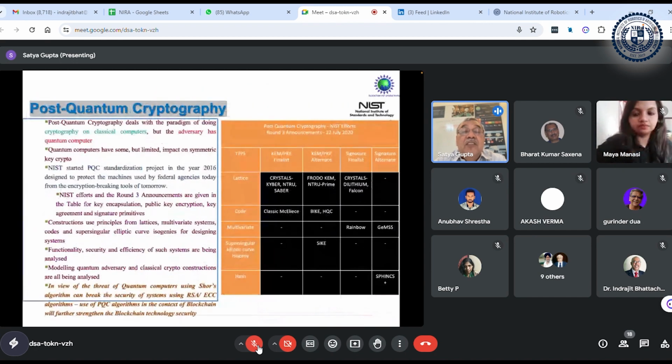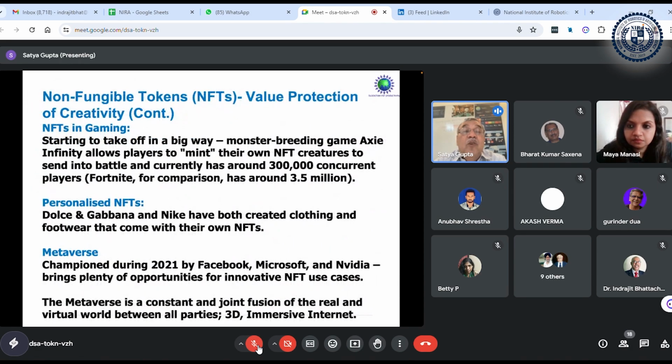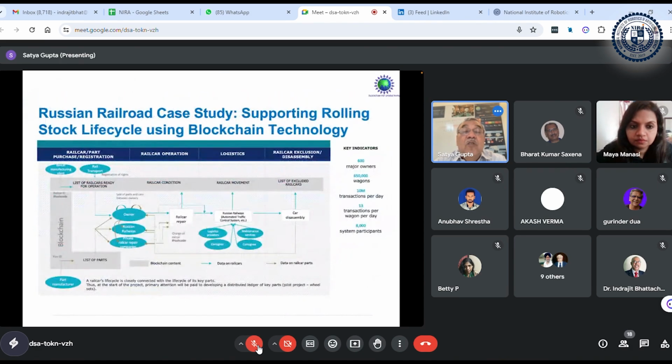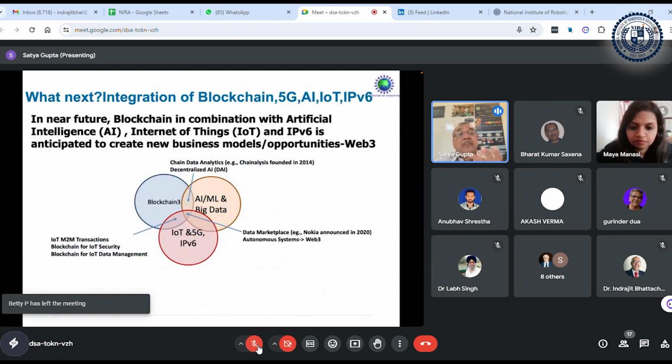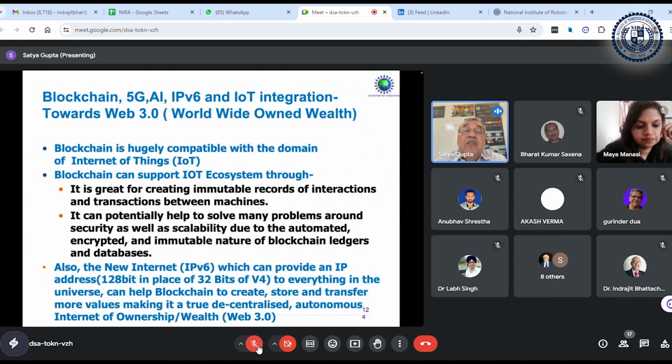But one thing which is very, very important, I have to bring to you, so that you will start learning more and more about blockchain, is Web3, because that is interrelated. Basically, the integration of blockchain, 5G, AI, IoT, and IPv6, all these emerging technologies, if you put together each one and where they meet each other, the cross section of all the technologies gives what we call Web3. And Web3, you already know, is the future of the web. I have named it worldwide owned wealth. Owned wealth is the main thing which blockchain brings to the table.